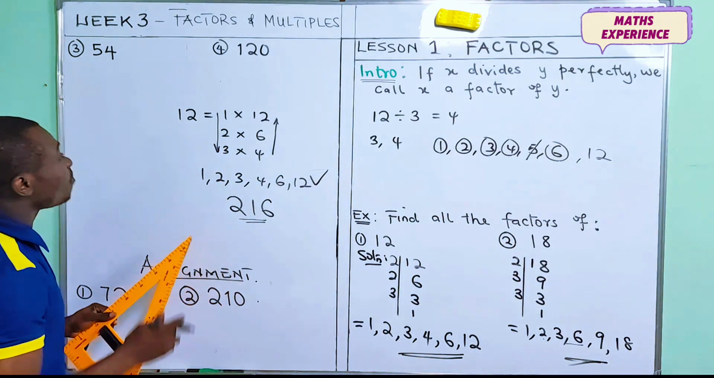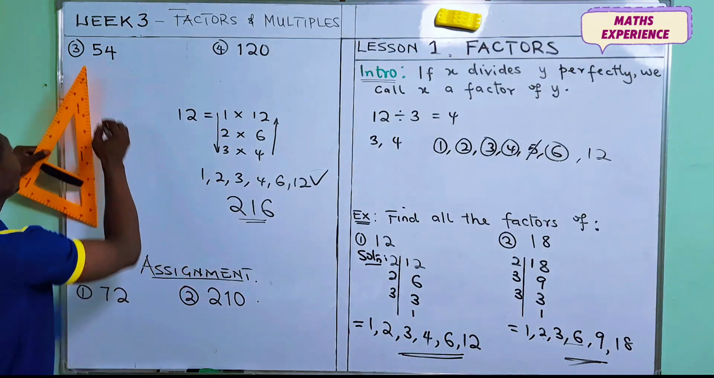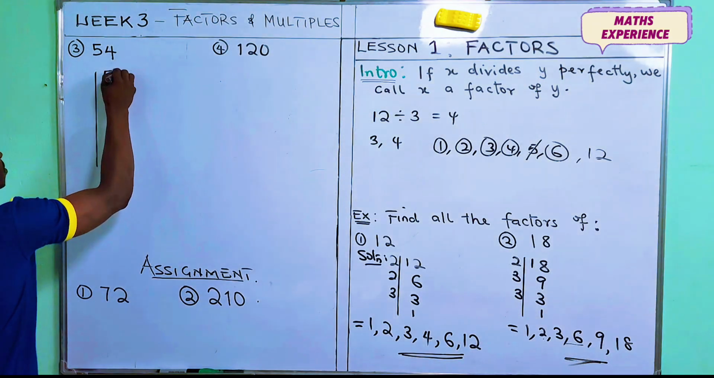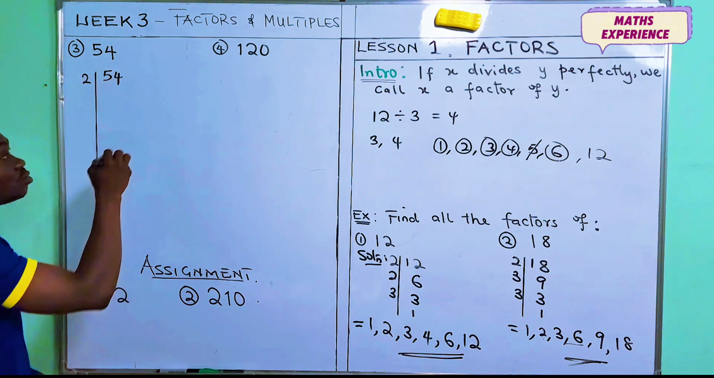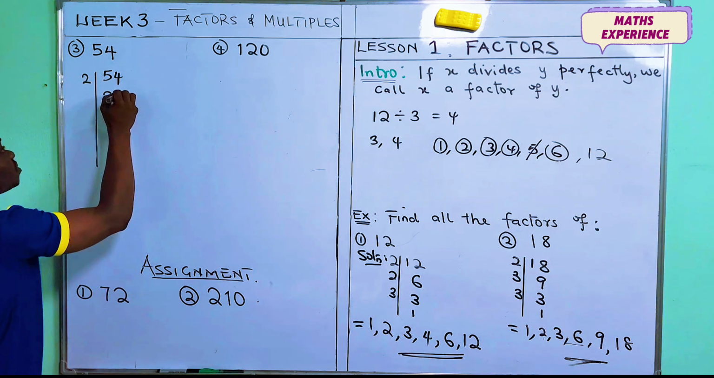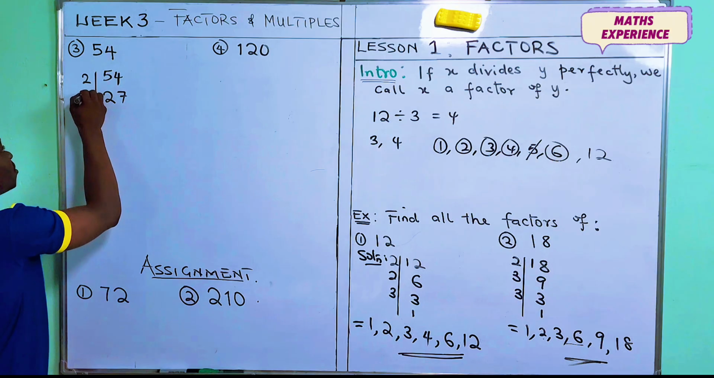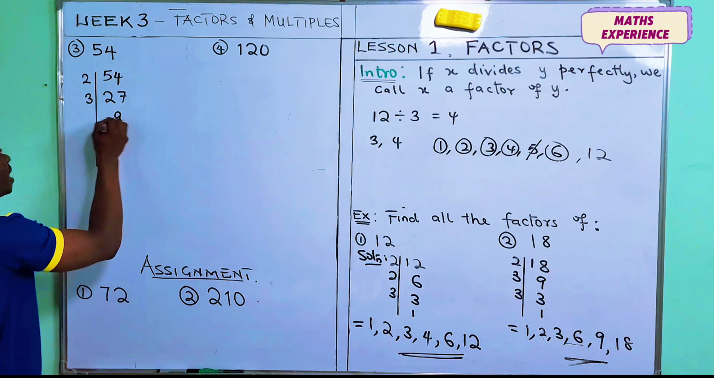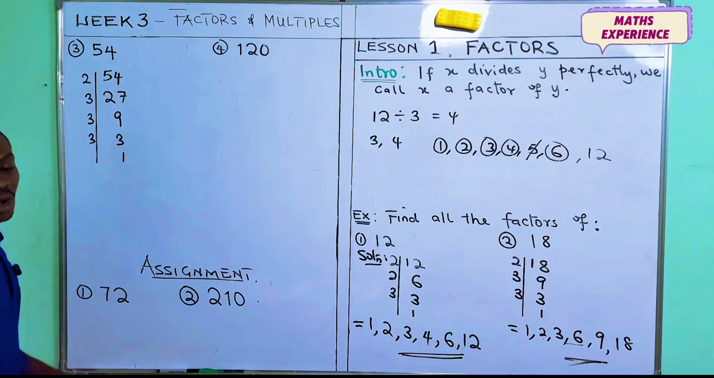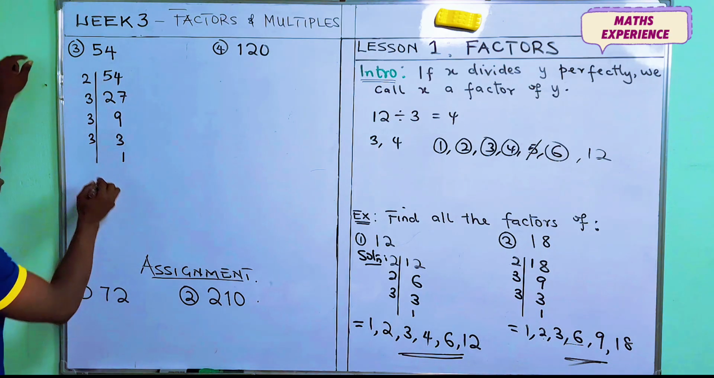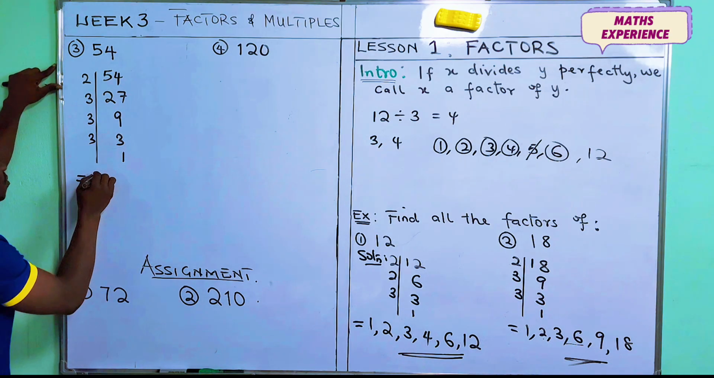Okay, so let's come over here for example 3. All right, so what do we do with example 3? We start with 2. 2 into 54 is 27. 2 cannot go into it, so we go to 3, 9, 3, 3, 3, 1. Beautiful.